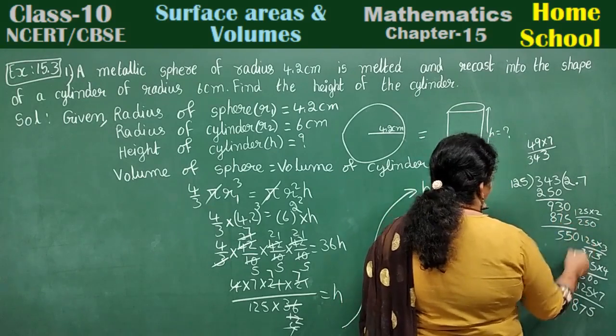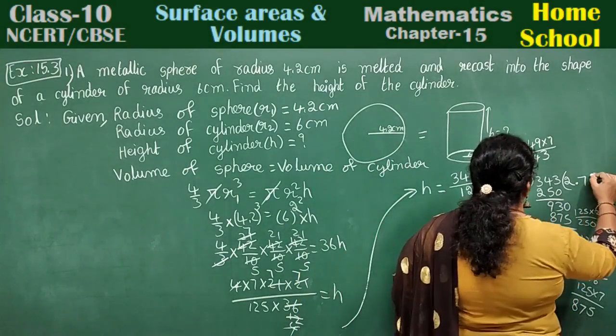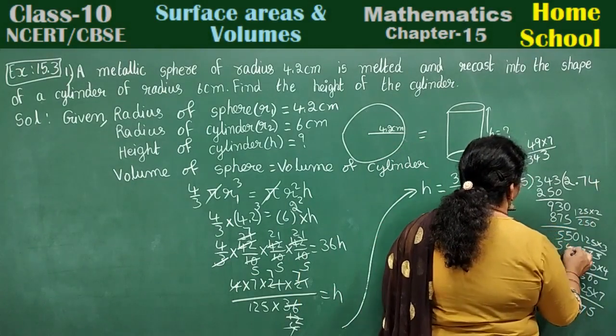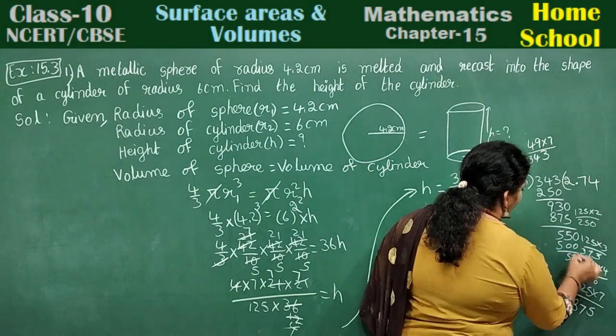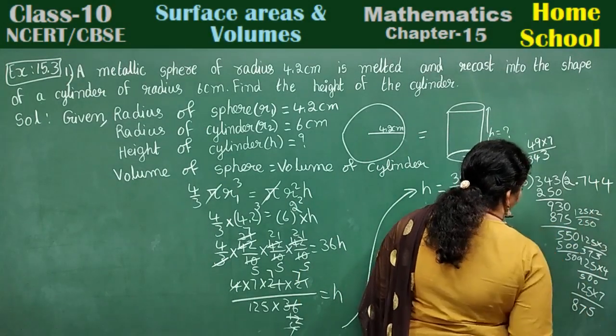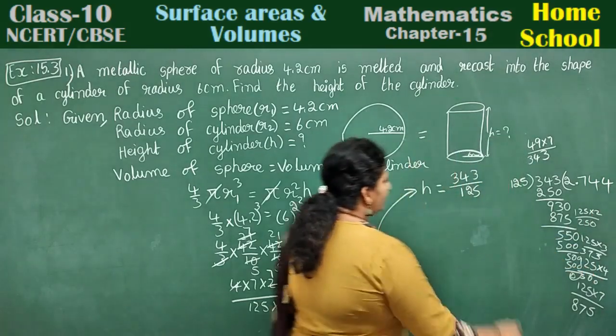55, 0, 550. Again it will be 125 fours are 500. 50, so 500. Now 500. It is exactly 4s are 500, then 0, right?